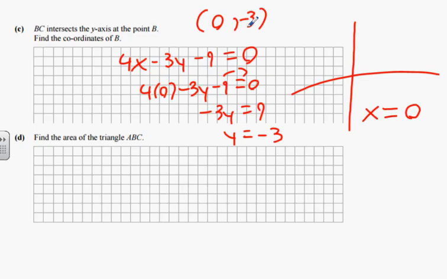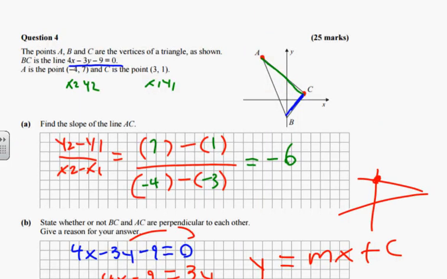Find the area of the triangle ABC. So let's go back to our diagram again. 0, minus 3. So lads, stop that for a sec, guys. 0, minus 3. What's the C value again? Just give us point C. 3, 1. Does it give me the B value? Just tell me what B is.